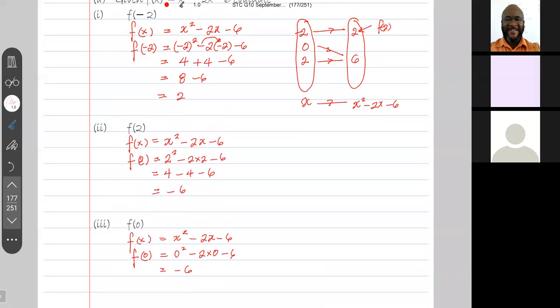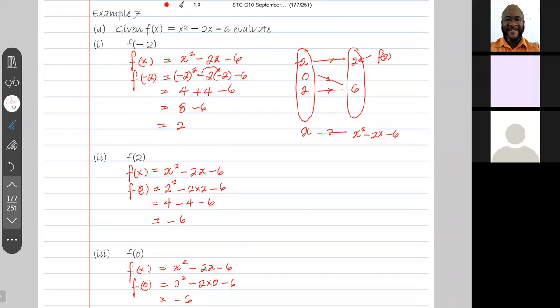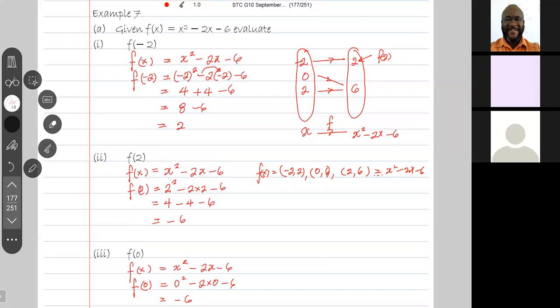All right, so that's what the arrow diagram would look like for this function, and the function is f. The set of ordered pairs would be minus 2, 2, 0, minus 6, 2, minus 6. All right. And this would be the function f of x is equal to x squared minus 2x minus 6. This isn't really important, but I'm showing you what f of x means.